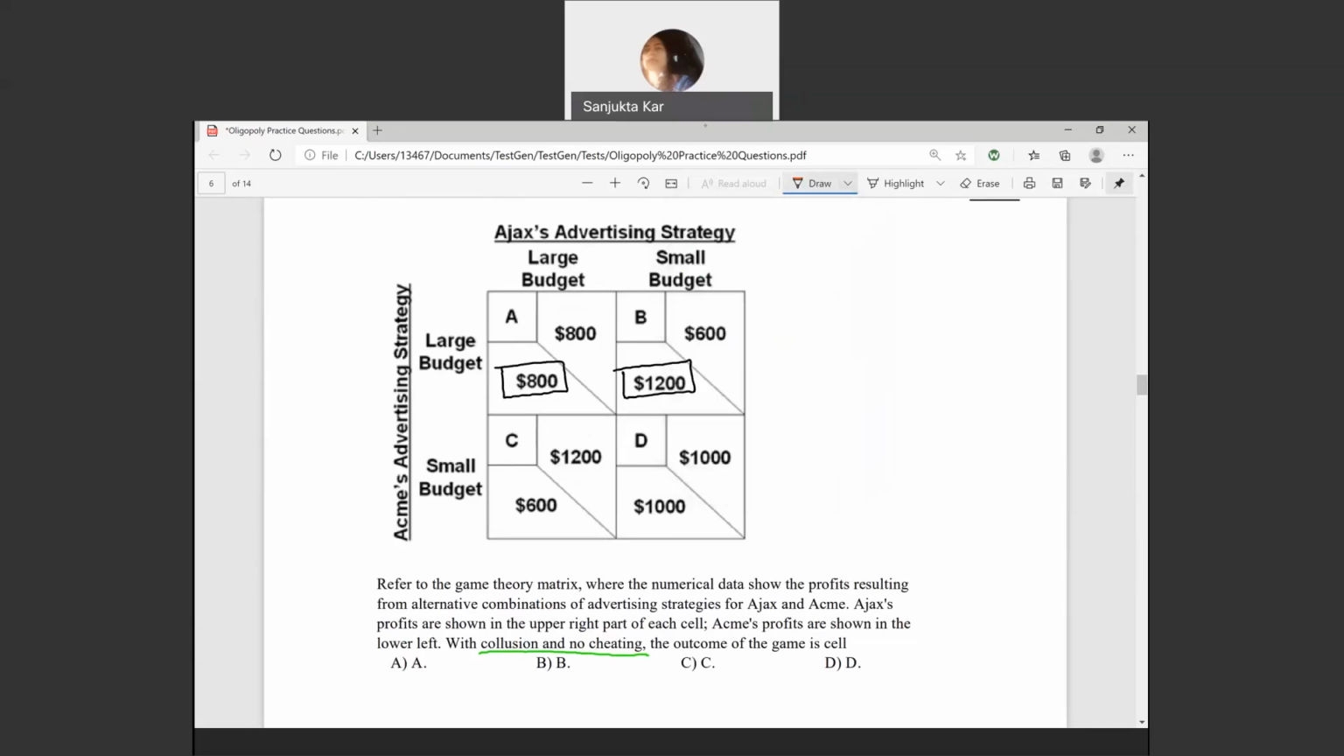Column 1, comparing 800 and 600, I picked up 800. Column 2, comparing 1200 and 1000, I picked up 1200. Row 1, 800 and 600, I picked up 800. Row 2, 1200 and 1000, I'm going to pick up 1200.